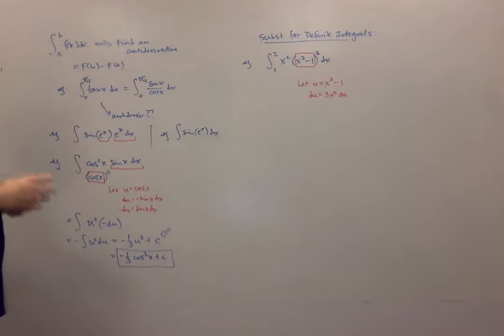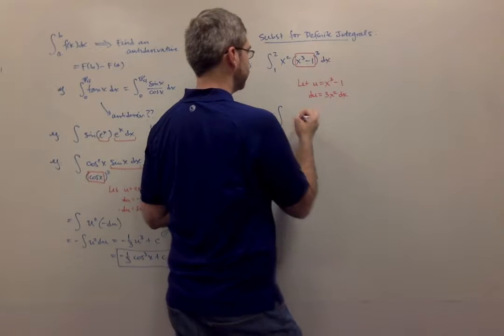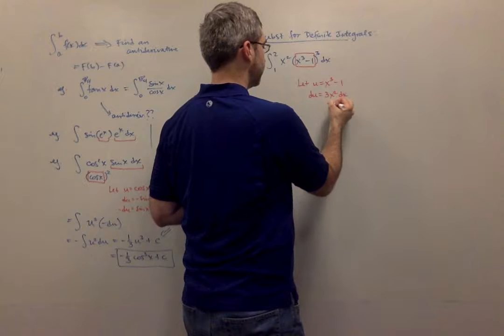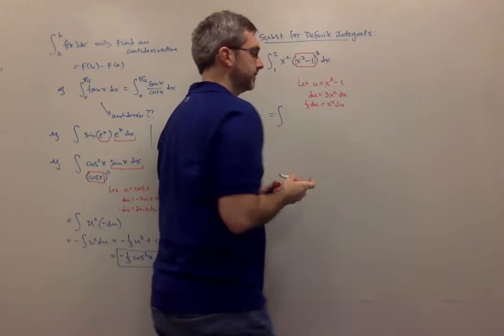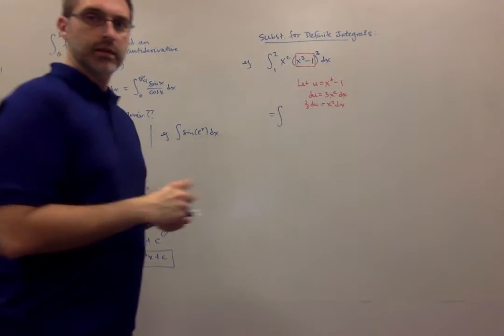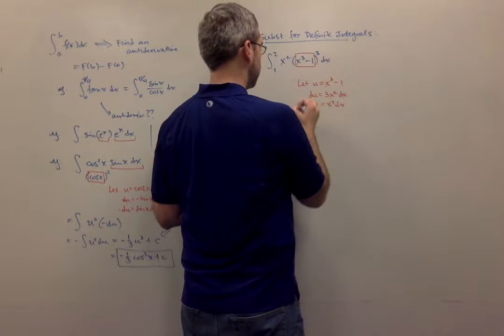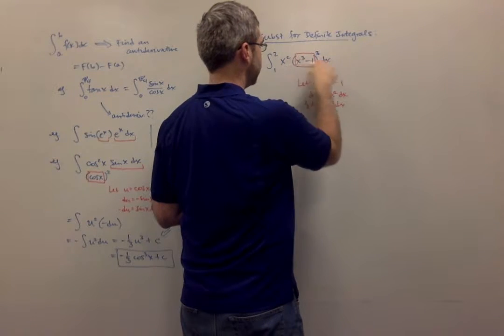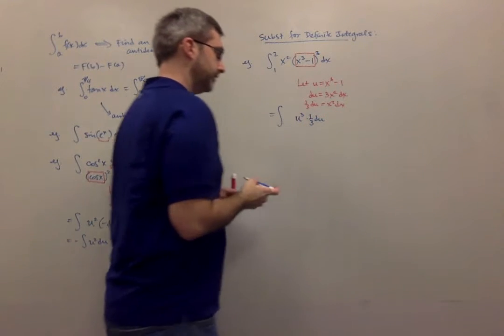Okay? So ignoring the 1 and the 2 for right now, I guess I should say that means that x squared is going to be 1/3 du. Right? Okay, so ignoring the 1 and the 2 for right now, x cubed minus 1 is going to be u, so I've got u cubed, and then the x squared dx is going to be 1/3 du. Okay.